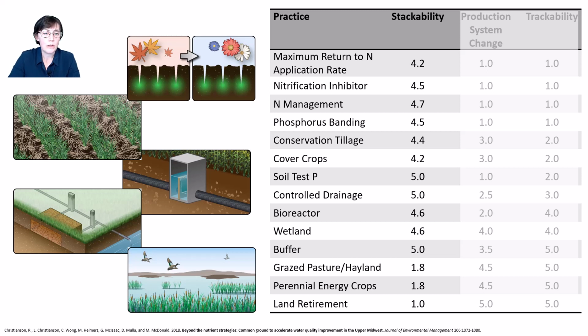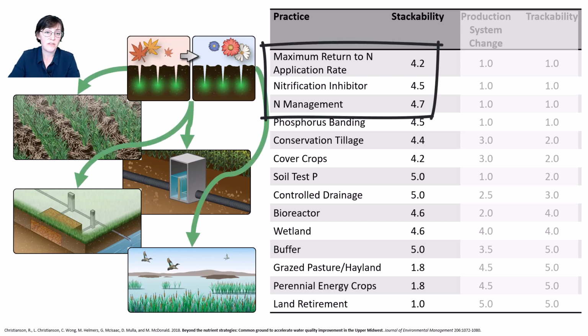A while ago, we looked at the recommended practices in the Illinois Nutrient Strategy and developed a qualitative ranking for how stackable each practice was. In these rankings that we developed, a high stackability score, which is from 1 to 5, with 5 the highest score, means a practice can readily be used with many other practices. For example, shifting nitrogen fertilizer applications from the fall to the spring can be done on any acre where corn is grown, which means that the practice can readily be used with many other practices.